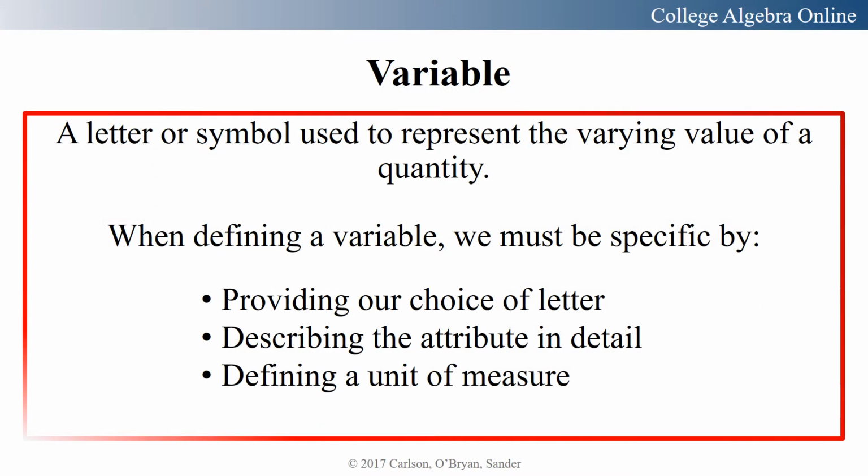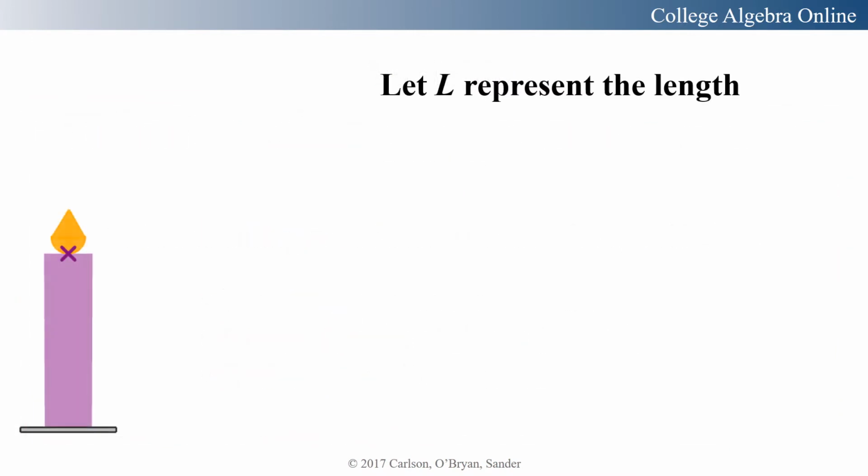When a quantity varies, its varying measurements can be represented by using a variable. This is an important tool because the values of a varying quantity cannot be represented by a single number. We define a variable by choosing a letter to represent the quantity's varying values and by writing a specific description for the variable that includes providing our choice of letter, describing the attribute in detail, and defining a unit of measure. Without including all of these pieces, it won't be clear how to interpret the values in the situation.